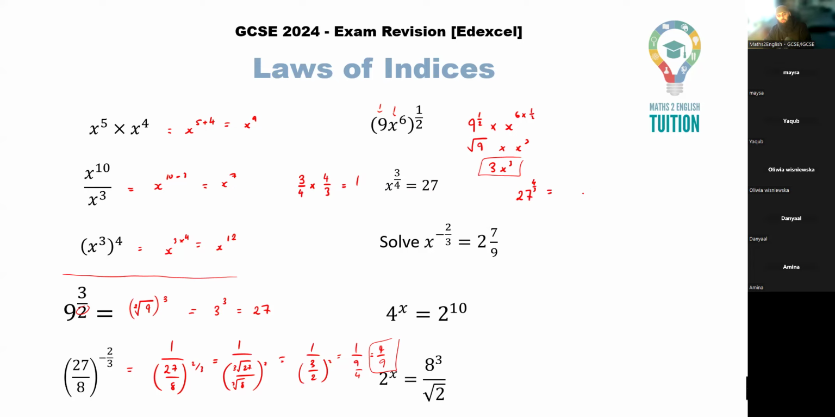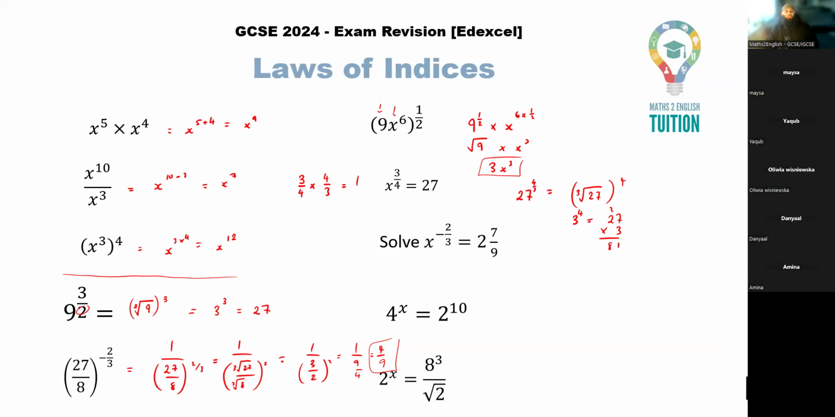So what we're going to do is cube root the 27, and then raise it to the power of 4. Because 3 times 3 times 3 gives us 27, we do 3 to the power of 4, which is 27 times 3. One second, let's quickly do this. We're going to get 81. Yeah, sorry, it's 81.